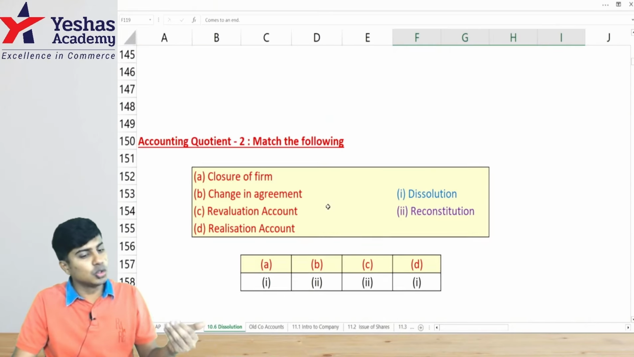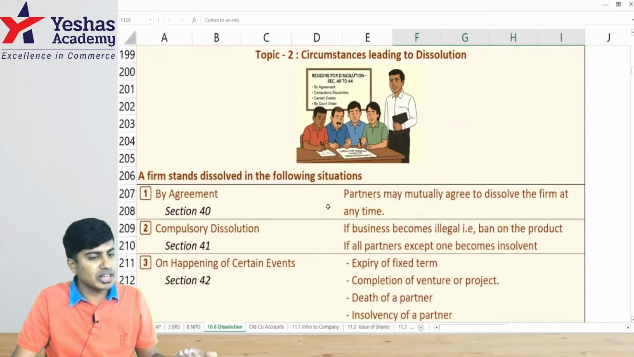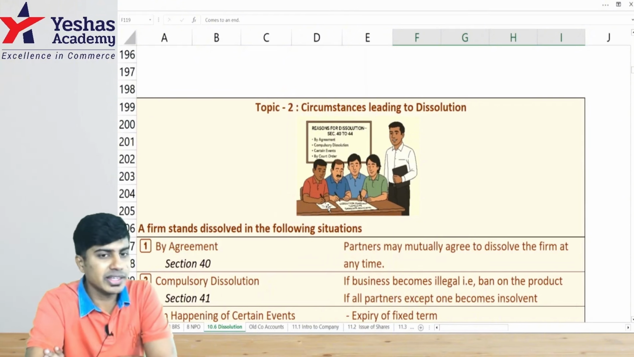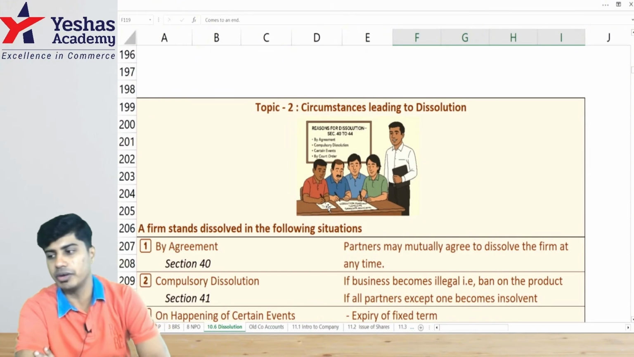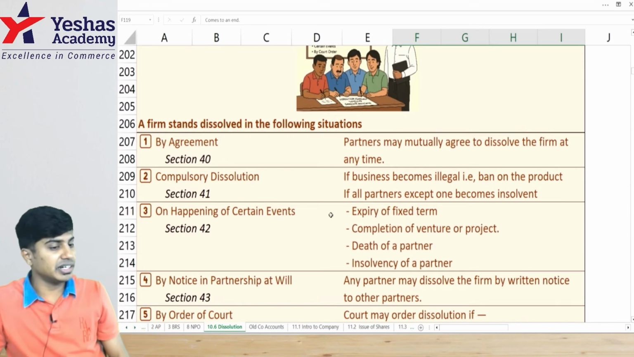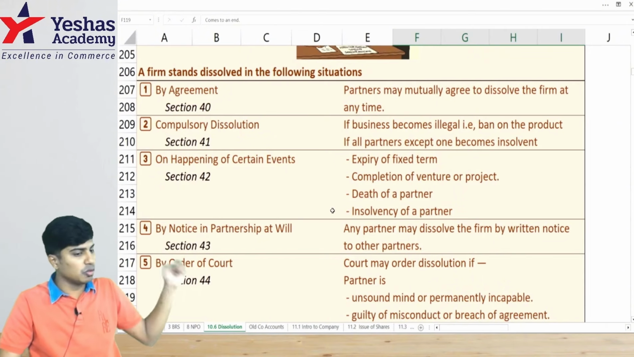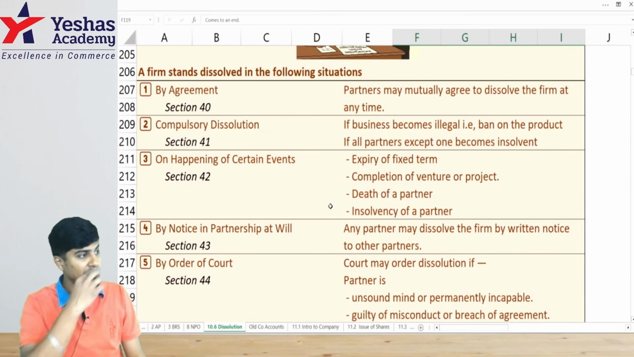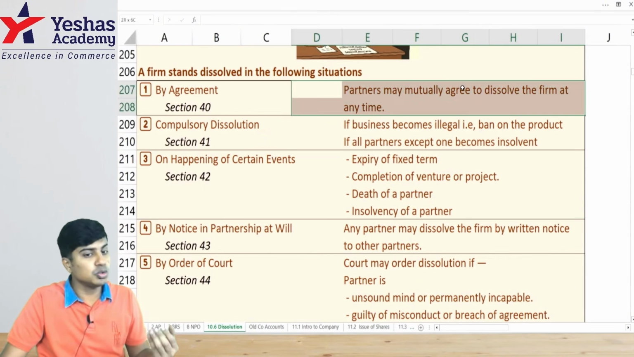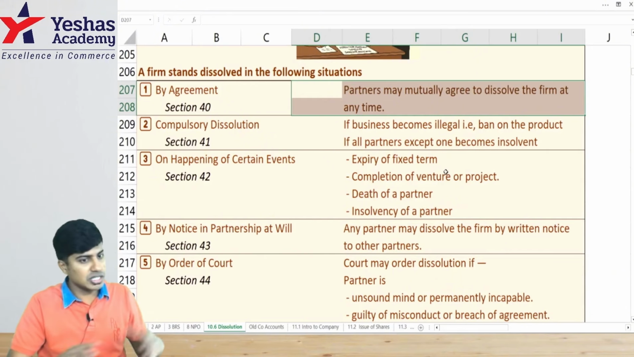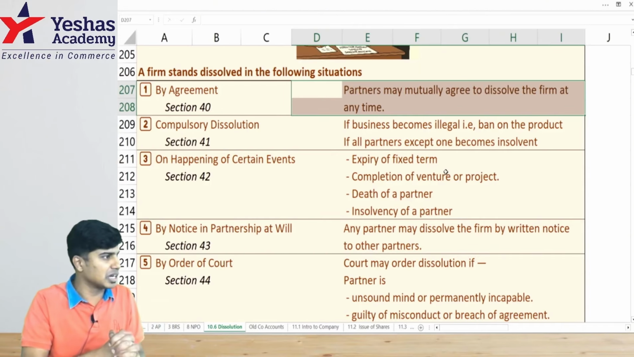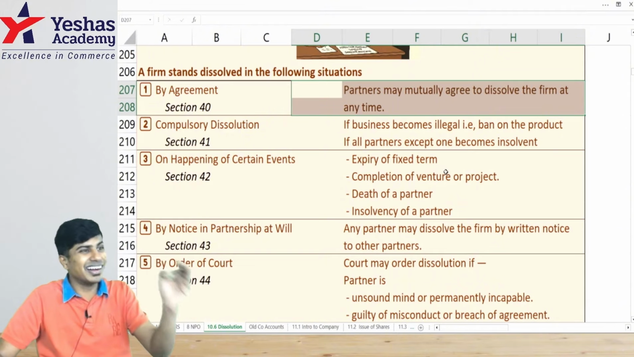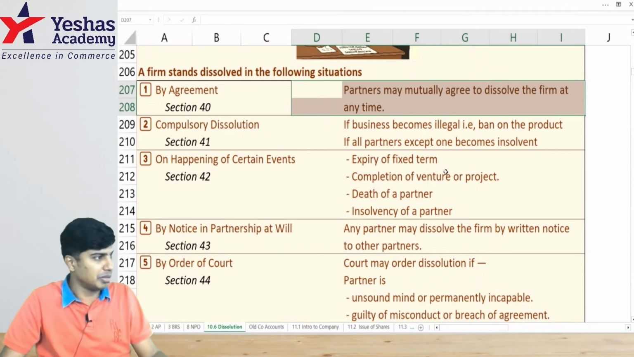Let's move to topic 2 of our syllabus. Topic 2 talks about circumstances which lead to dissolution. What are the situations because of which a partnership firm will be dissolved? This is given under sections 40, 41, 42, 43 and 44 of the Partnership Act 1932. Section 40 talks about agreement. If the partners mutually agree to dissolve, they all say, it's enough, we'll wind up the partnership firm. That is section 40, by agreement the partnership firm can be dissolved.